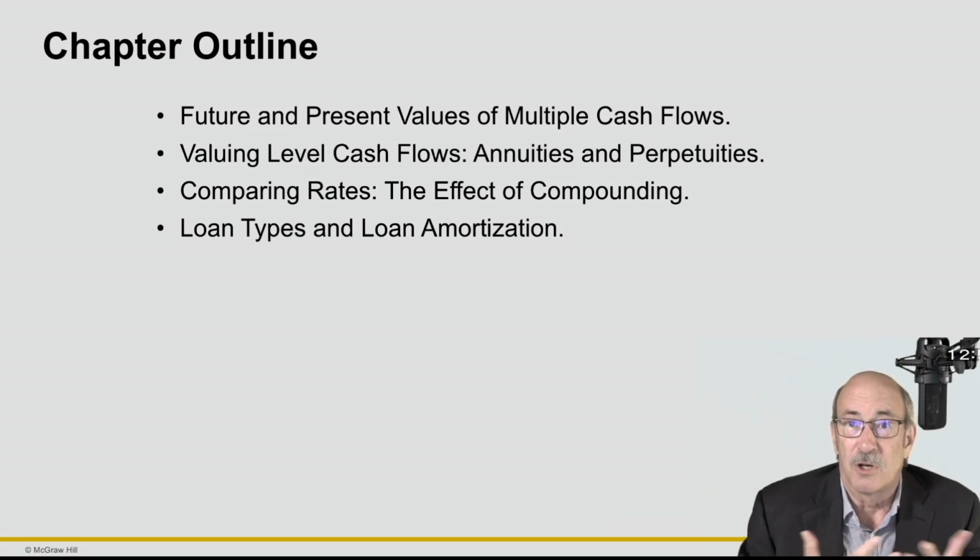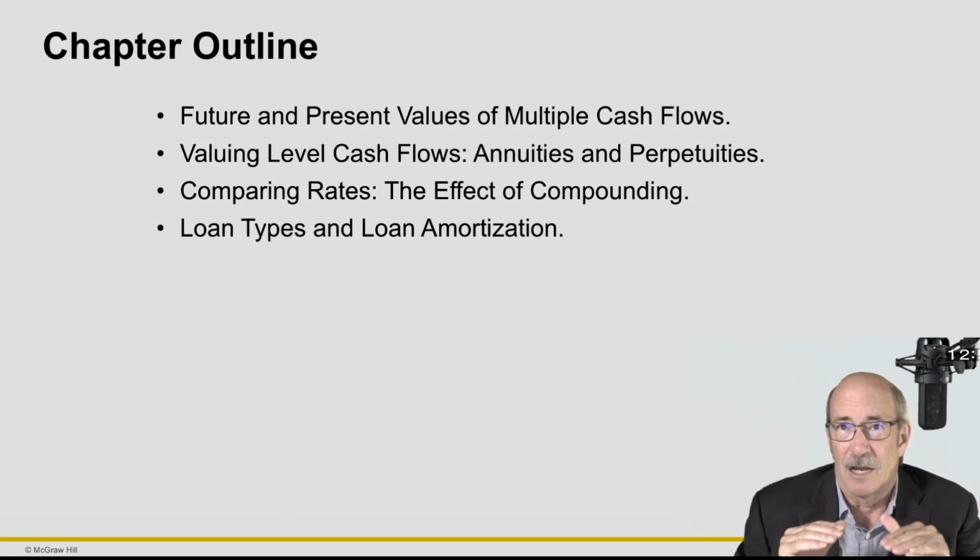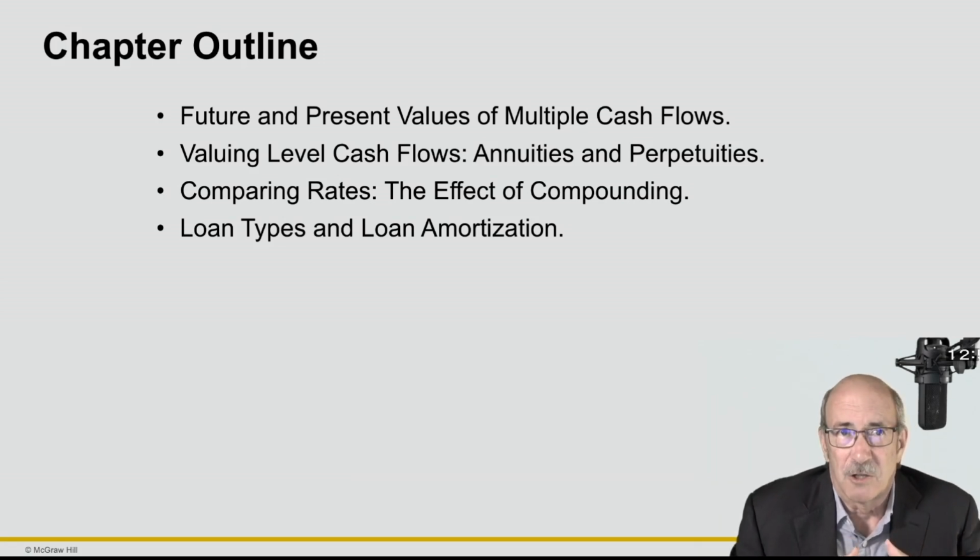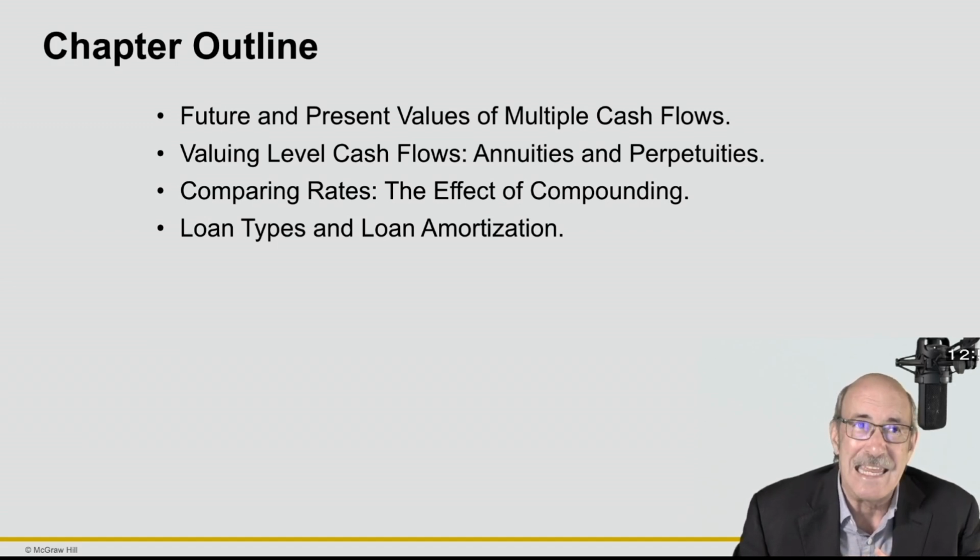So, the outline. We're going to look at present and future values with multiple cash flows. We're going to be valuing a series of level cash flows where the cash flow is the same every period. Those are called annuities, and if there's no end to that, they're called perpetuities. Then we're going to compare different types of rates. We'll talk a little bit about APR, which is annual percentage rate, and EAR, which is effective annual rate. That will actually be the second lecture, and it's very important. Same thing with loan types and amortization, things of that nature.